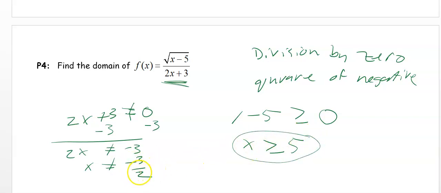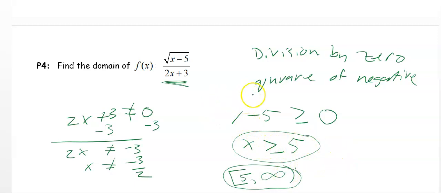If this had been positive 3 halves, I would have had to, no, actually then it wouldn't have been a problem. But if this had been a number bigger than 5, like 7 over here, I would have had to start at 5, leave the 7 out, and then go from 7 on. But greater than or equal to 5 gives me a square bracket and a 5, a comma, an infinity, and a parenthesis in interval notation. So that is how I find the domain.